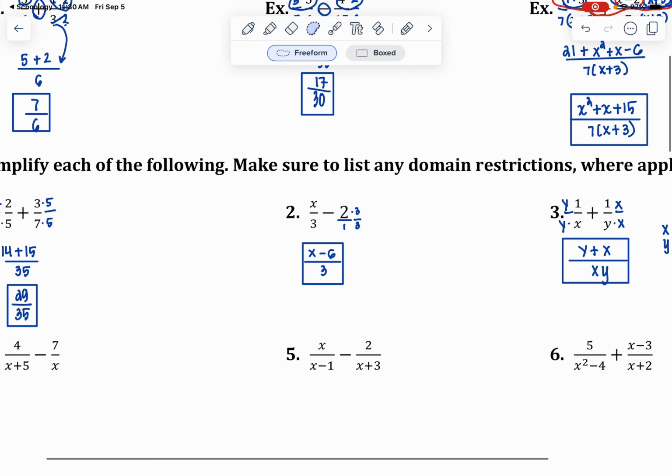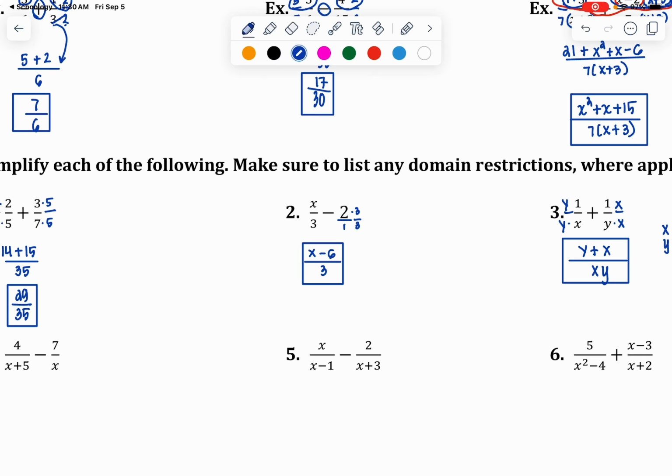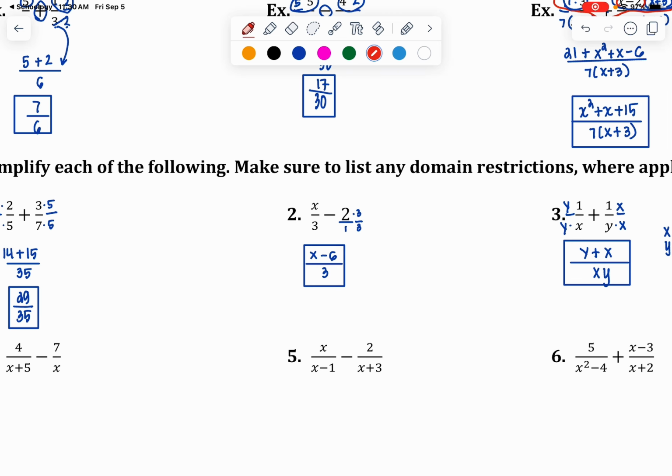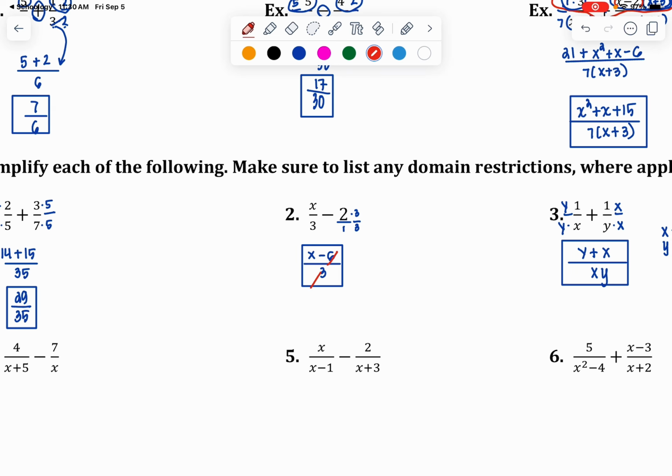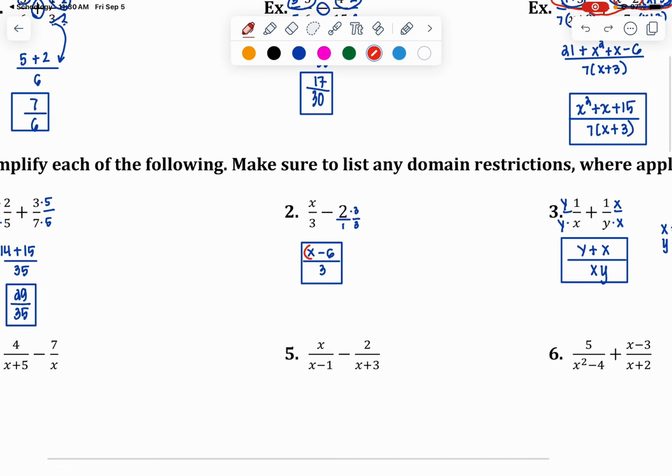The least common denominator for number 2 is 3. The number 2 is 2 over 1, and so you had to multiply it by 3 over 3, and you get x minus 6 over 3. Please remember on this that you can't go boom, boom, and say, oh, that's 2x minus 2. No, that's not how it works. You can only cancel out common factors. This is a factor of x minus 6. There is no x minus 6 in the denominator to cancel with it.